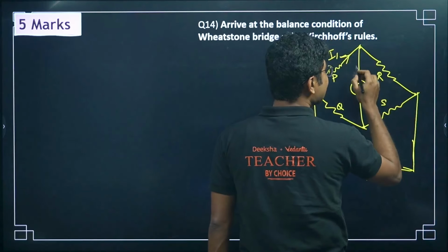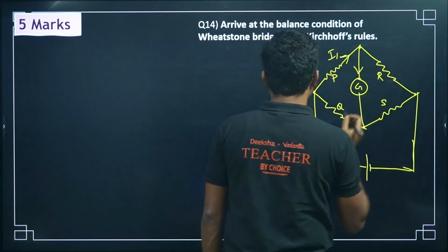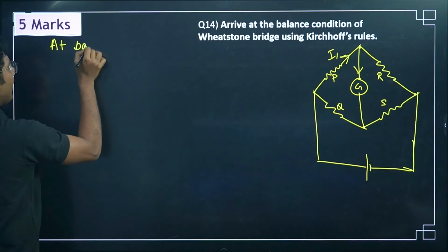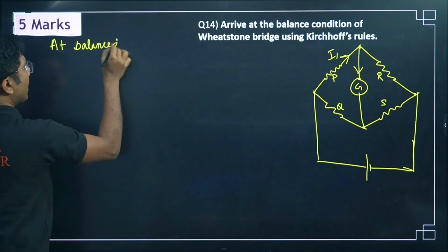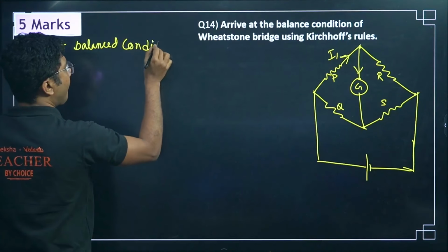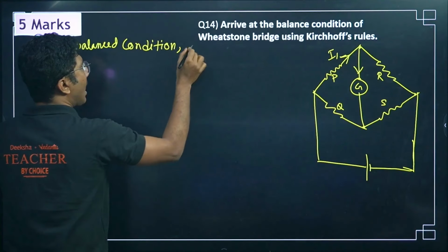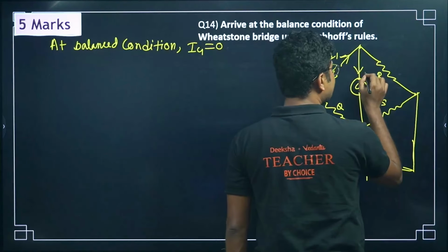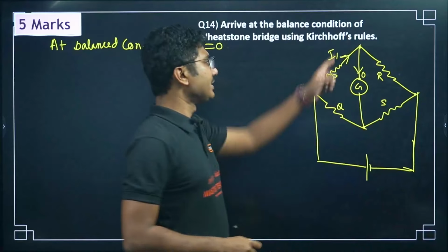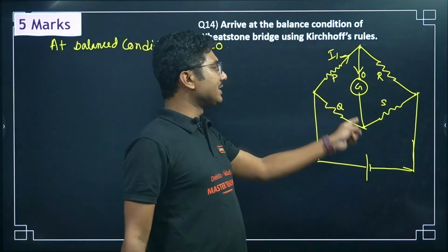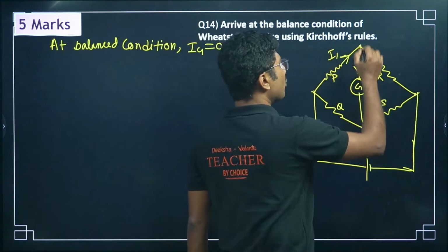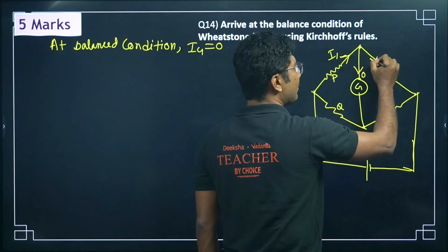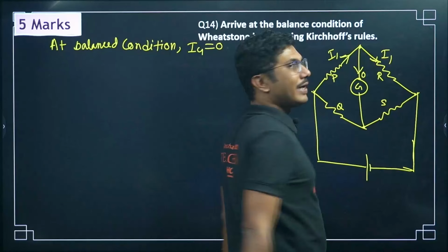Now, at balanced condition, Ig equals 0, so no current passes through the galvanometer. So current through this galvanometer is 0. If current through this galvanometer is 0, I1 current goes here and 0 current comes out. So whatever current I1, the same current will pass through R as well.